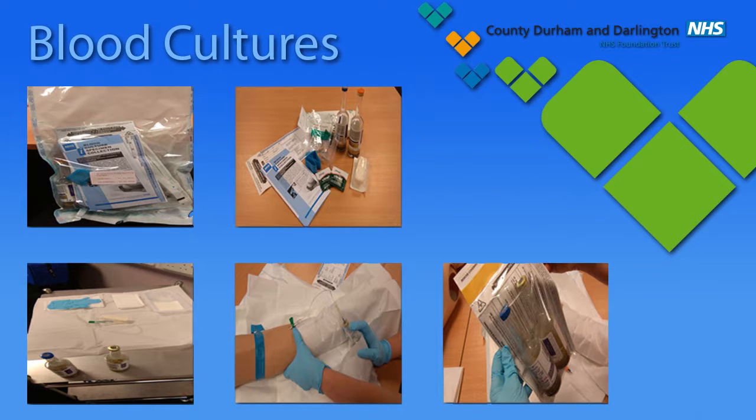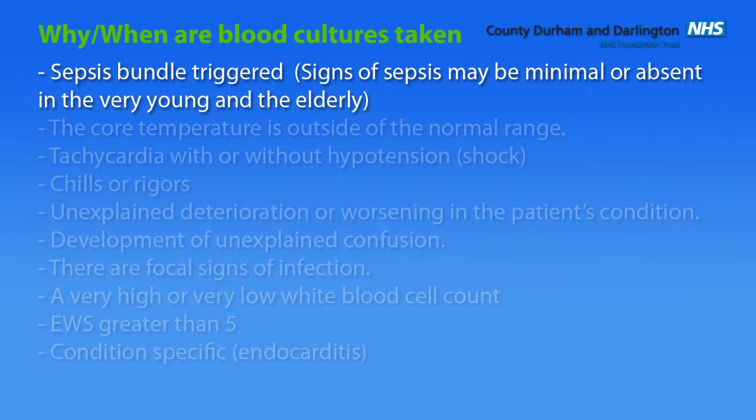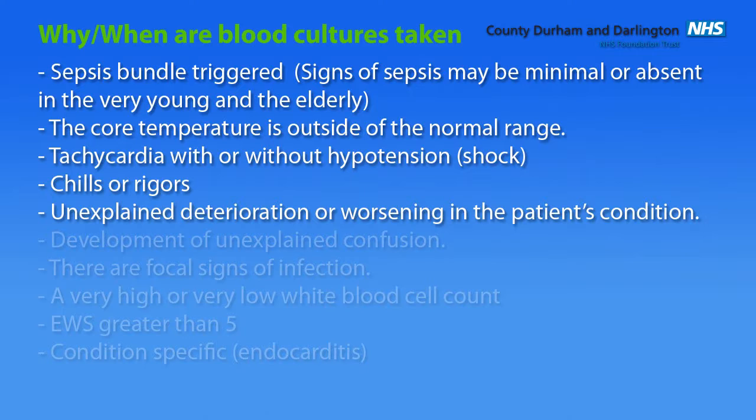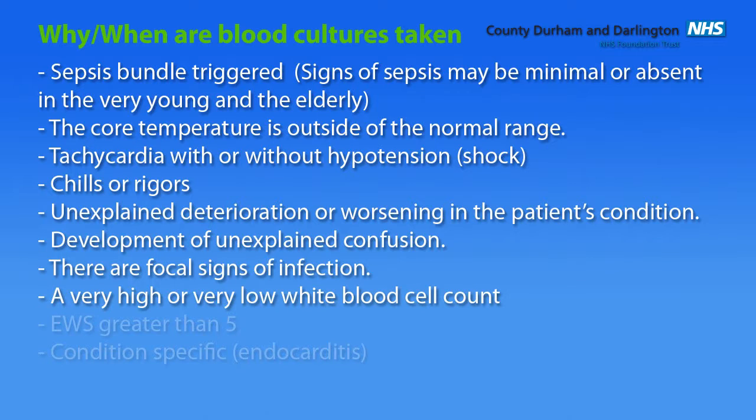The decision to take blood cultures should always be made following a full clinical assessment of the patient, but in particular when the patient triggers the sepsis bundle, although it is important to note that signs of sepsis may be minimal or absent in the very young and the elderly. Indications include: when the core temperature is outside of the normal range, tachycardia with or without hypotension or shock, chills or rigors, unexplained deterioration or worsening in the patient's condition, development of unexplained confusion, when there are focal signs of infection, a very high or a very low white blood cell count, EWS greater than 5, or when there are specific conditions like endocarditis.